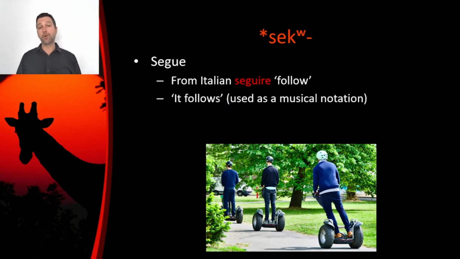This happens to be the third person singular of that verb. So segue in Italian just means it, he, she, or it follows. And so originally, this would be a notation that would be written on a musical sheet. As you know, most musical notations are in Italian, again, for historical reasons.